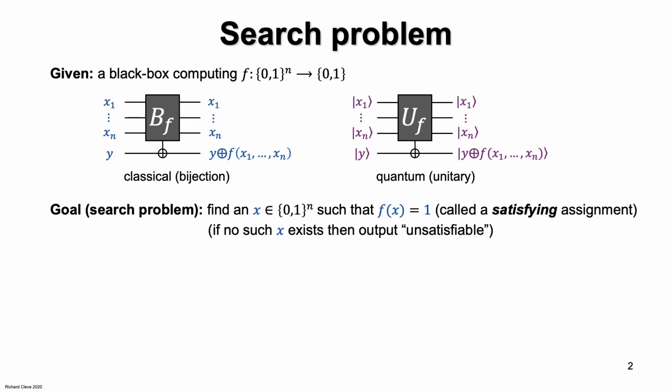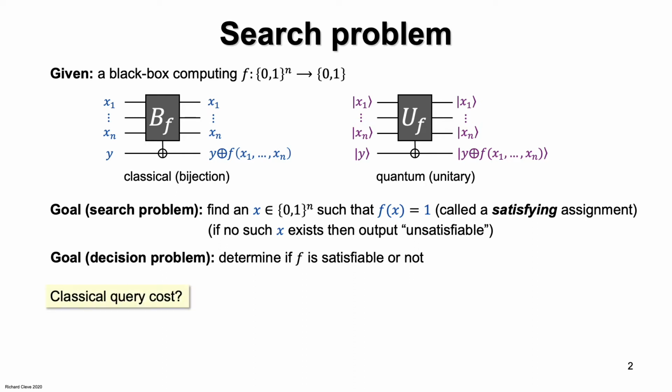It is possible for the function to be the constant 0 function, in which case there does not exist a satisfying assignment. In that case, the solution to the problem is to report that f is unsatisfiable. There is also a related decision problem where the goal is simply to determine whether f is satisfiable or not. For that problem, the answer is 1 bit.